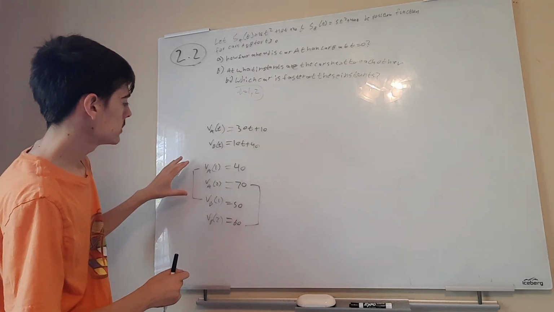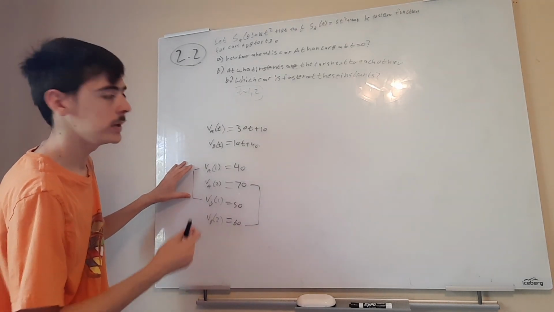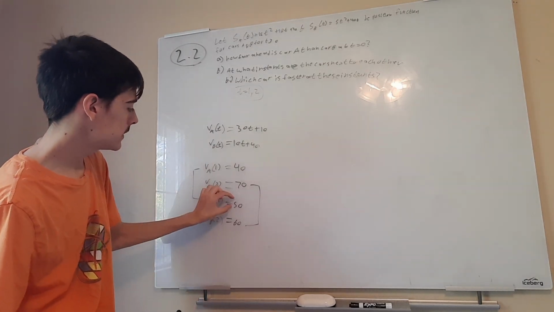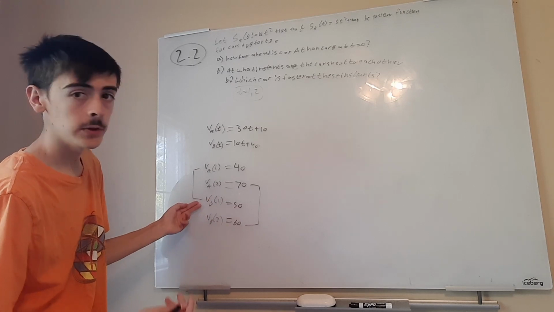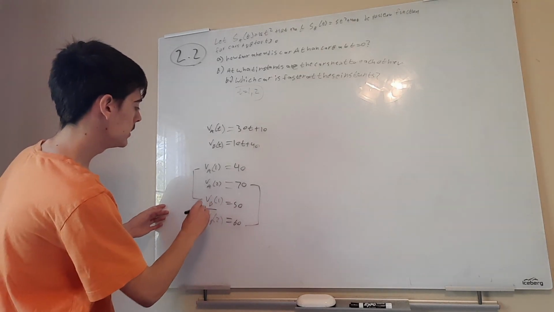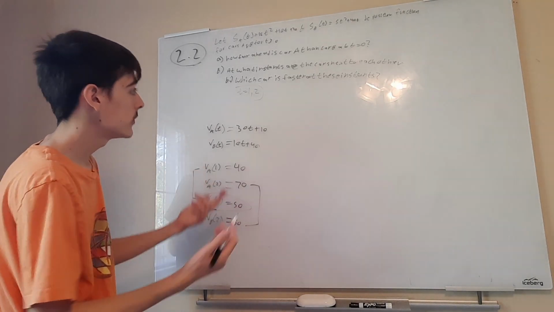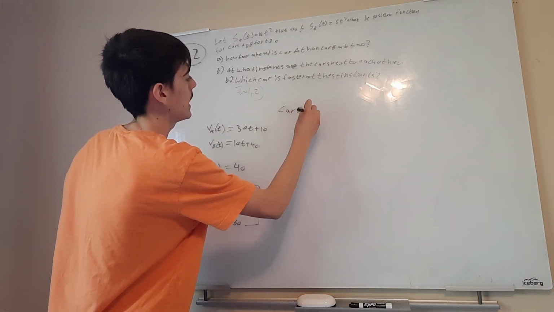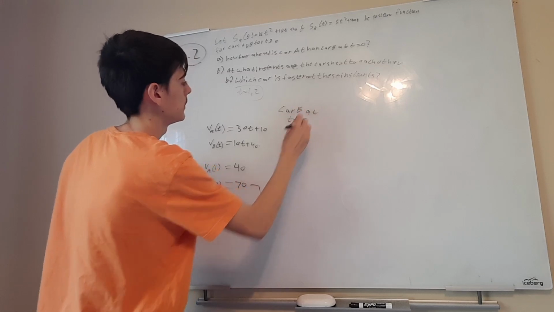So looking at these two answers to see which car is faster at time equals 1, we need to find the one with the bigger value. Car A is 40 and car B is 50. So because car B is 50, which is greater than 40, that means car B is going faster at t equals 1. So car B at t equals 1.